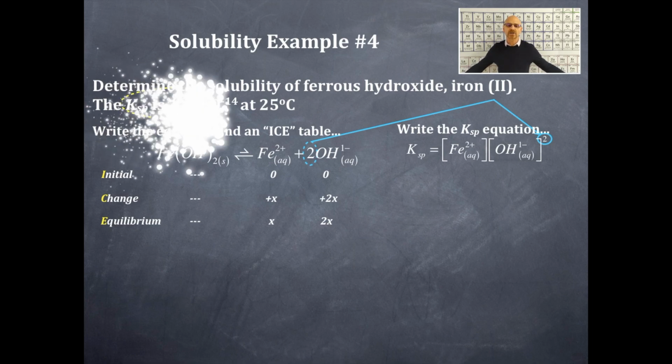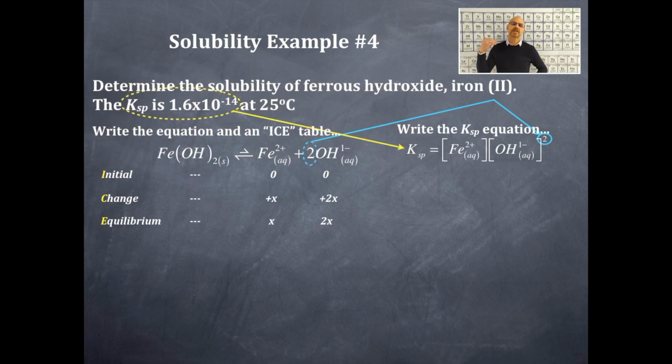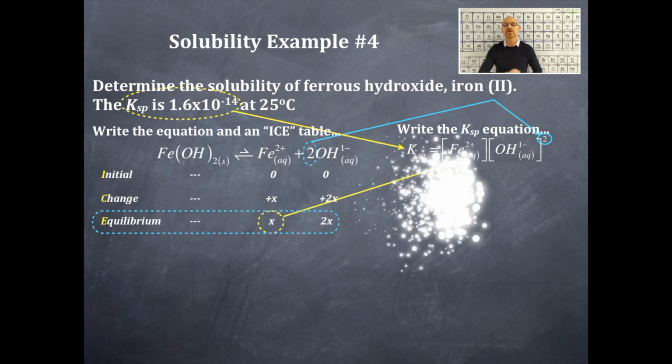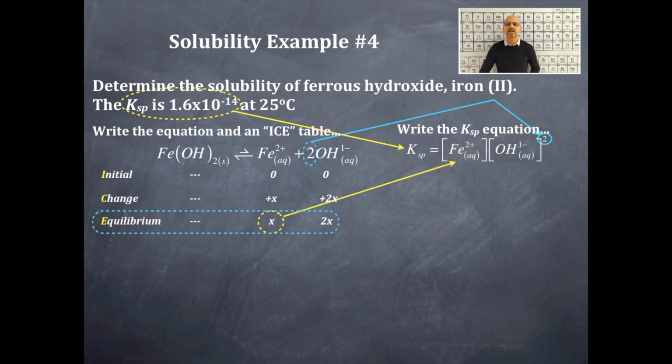Now, I do actually have the KSP value. I'm going to substitute in for that. I am looking at the equilibrium portion of my ice table. And what am I going to substitute in for the Fe2+? That's the ferrous ion. Well, that's going to be an x. What am I going to substitute in for the hydroxide ion? That's the OH1- ion. That's going to be a 2x.